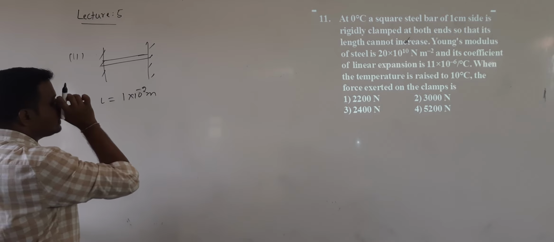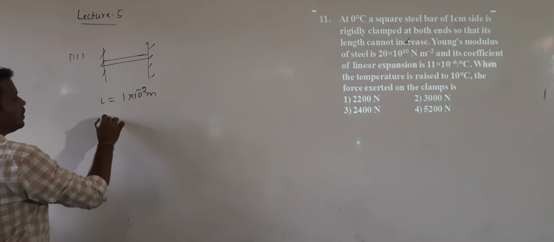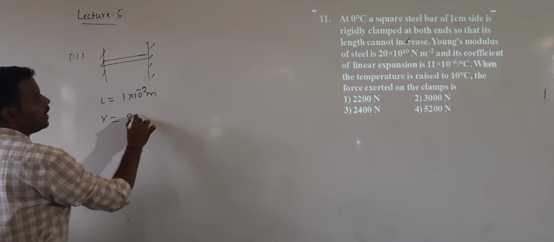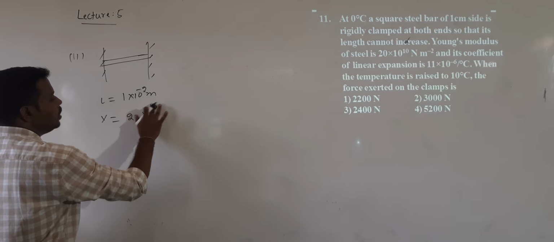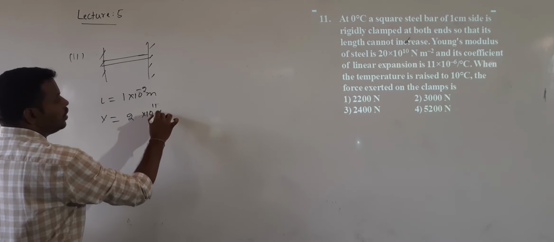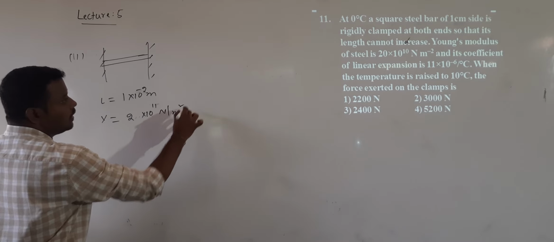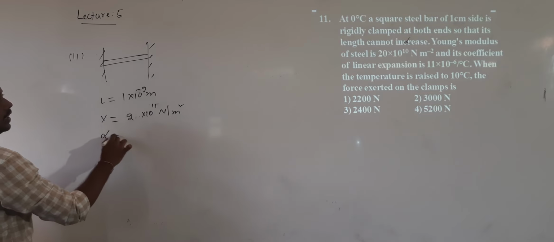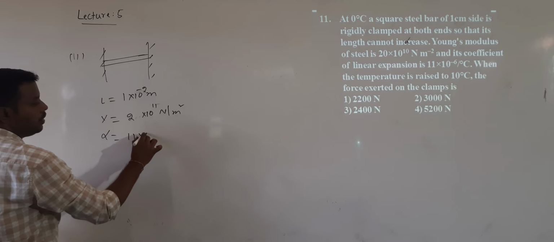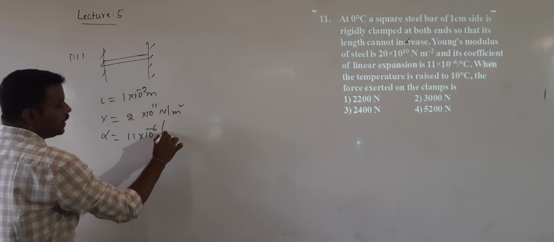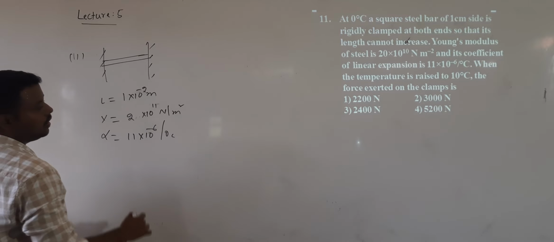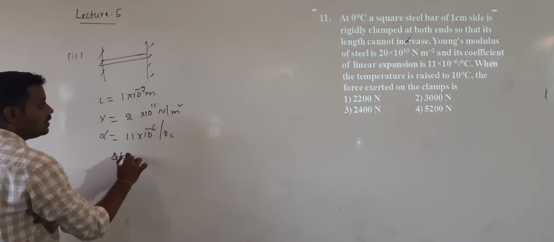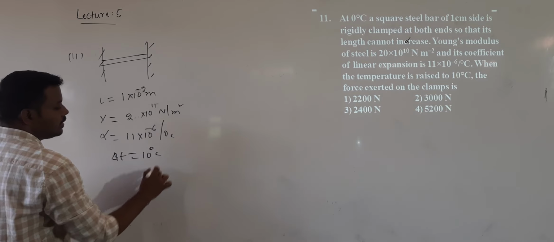Okay, now it is clamped between the two rigid supports. Young's modulus of the steel is given as 20 into 10 power 10, better I will call it 2 into 10 power 11 Newton per meter square. Next, the alpha value is given as 11 into 10 power of minus 6 per degree centigrade. The rise of temperature, delta T, is given as 10 degrees Celsius.